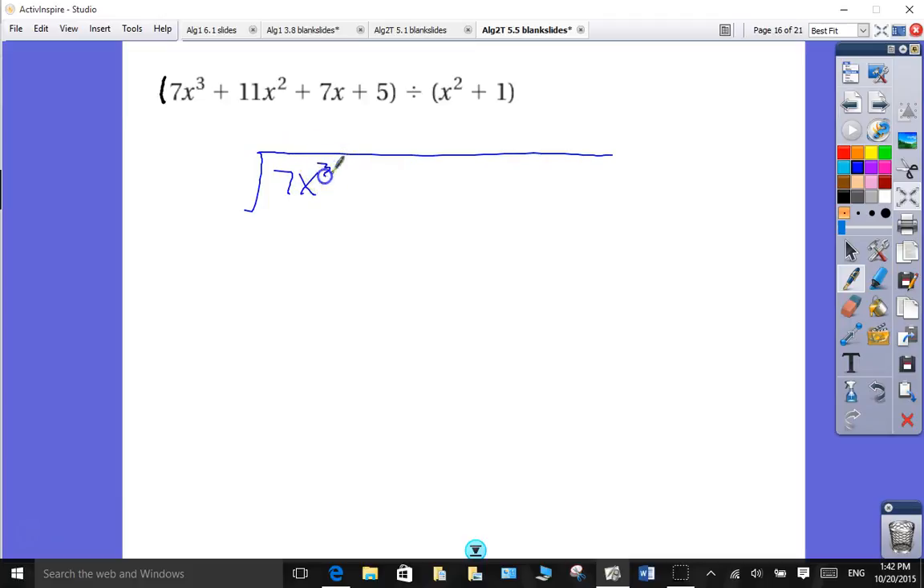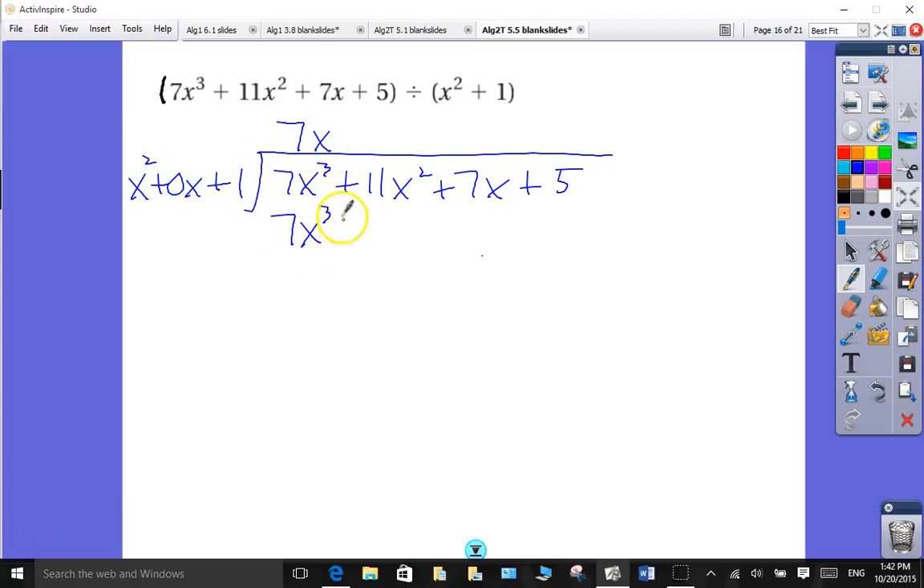7x to the third plus 11x squared plus 7x plus 5. And on the outside, I'm going to put x squared plus 0x plus 1. So fill in missing powers of the variable inside or outside. And then just go through the process. 7x to the third plus 0x squared plus 7x.